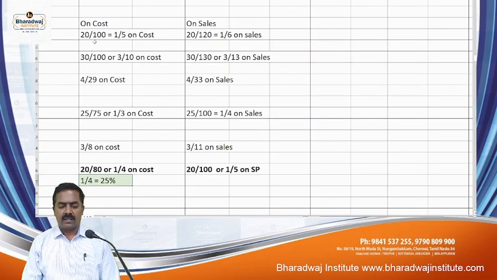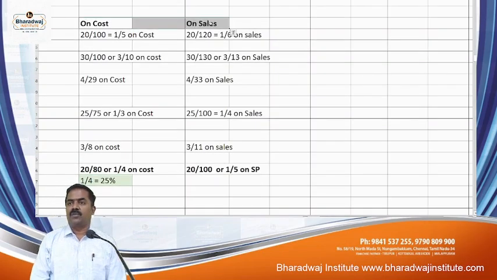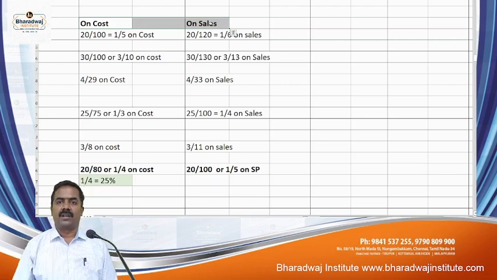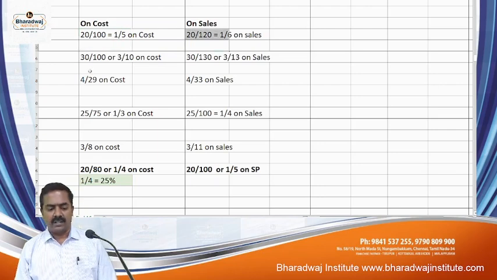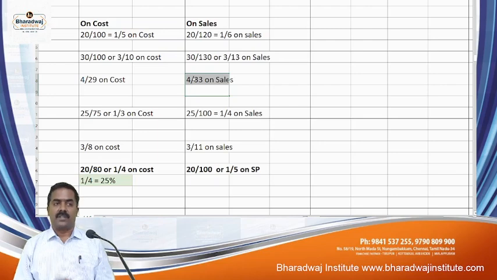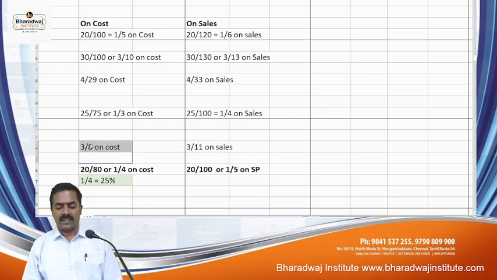Pay attention once again. On cost to on sales, when you convert, what do we do? We add both numerator and denominator. 20%, that is 20 by 100 now, on sales it becomes what? 20 by 120. 30% now, 30 by 130. 4 by 29 now, 4 by 33. Suppose if you come reverse, on sales they have given you. On cost, if you want, what do? Deduct. 100 minus 25, 75. 25 by 75. 1 by 4, 4 minus 1 and now 1 by 3. If it is 3 by 11, you put 3 by 8.